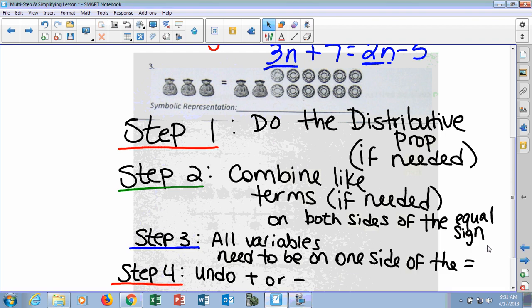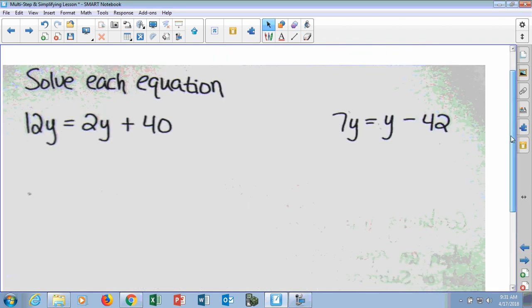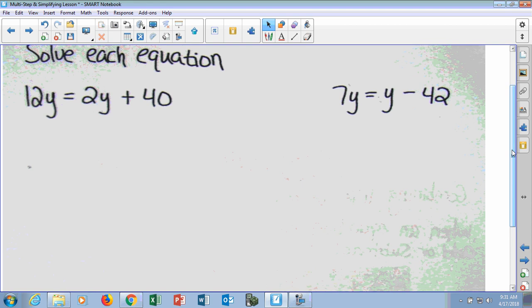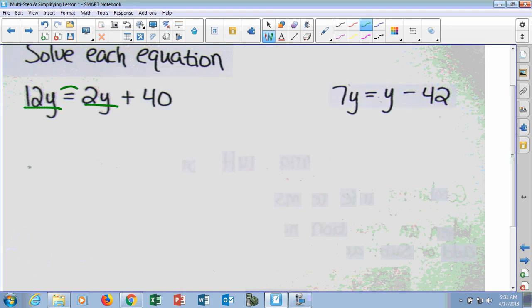All right, so what does all this mean? It means this. So let's go to our first example. 12y equals 2y plus 40. So notice that I have variables on both sides of the equal sign, right? Now, if you don't like working with negative numbers, when you have variables on both sides of the equal sign with a number in front, I always, as a rule, move the smaller number that's in front of the variable. Because if I do that, my number will always be positive. Does that make sense?